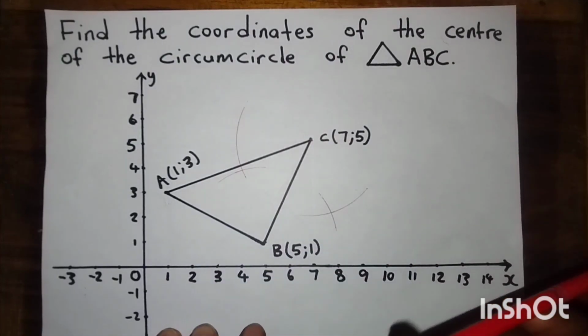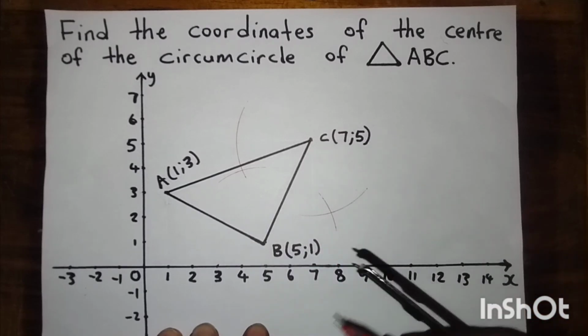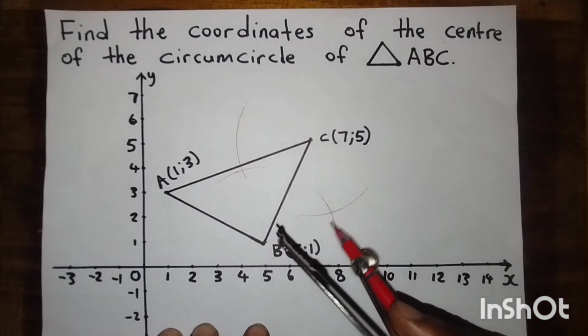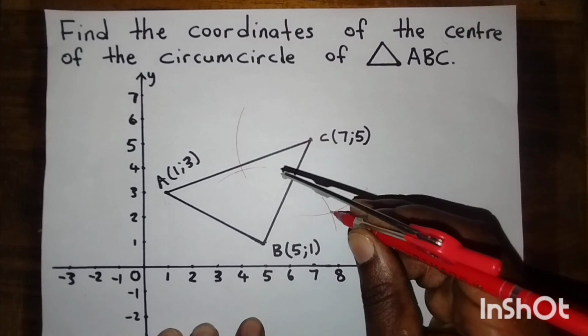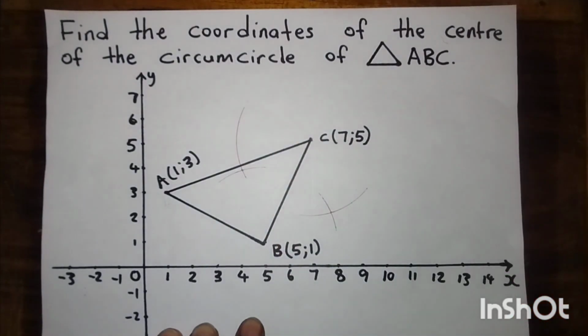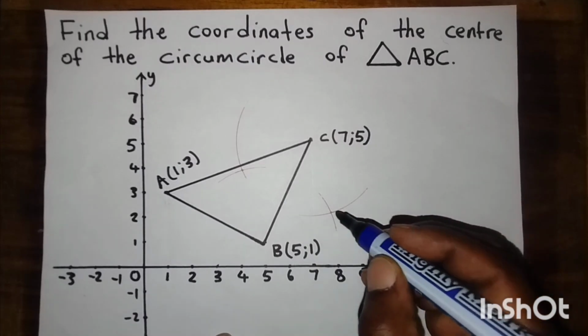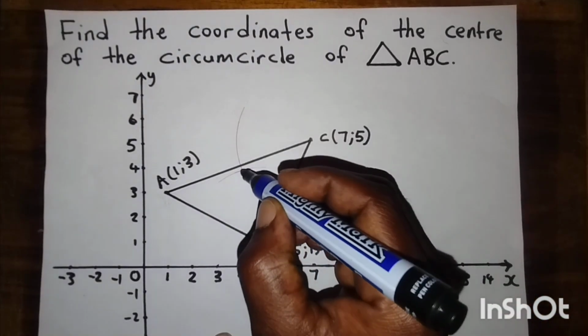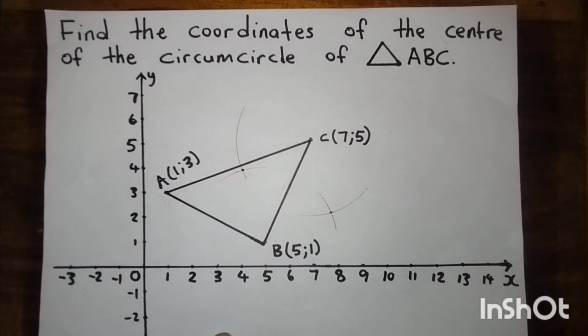So for me to draw the perpendicular bisector of BC, I'm going to draw a line which passes through these points of intersection of our arcs. Let me use this marker for you to see the points of intersection. There they are. So I'm going to draw a line through those points of intersection for me to draw the perpendicular bisector of chord BC.